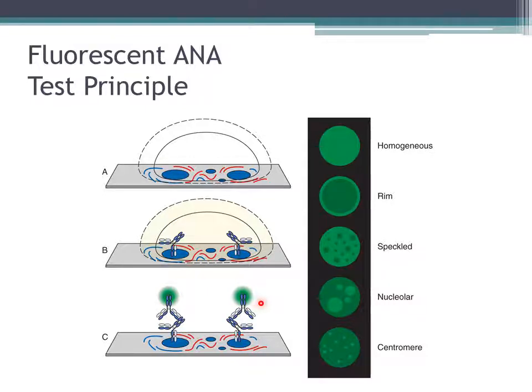And then when we read them, we're looking for different patterns indicating what part of the cell nucleus the patient's antibody are specific for. These are not particularly easy to read. They look pretty easy here in a drawing. But in real life, they're a little trickier, and this requires a bit of practice to get good at them.